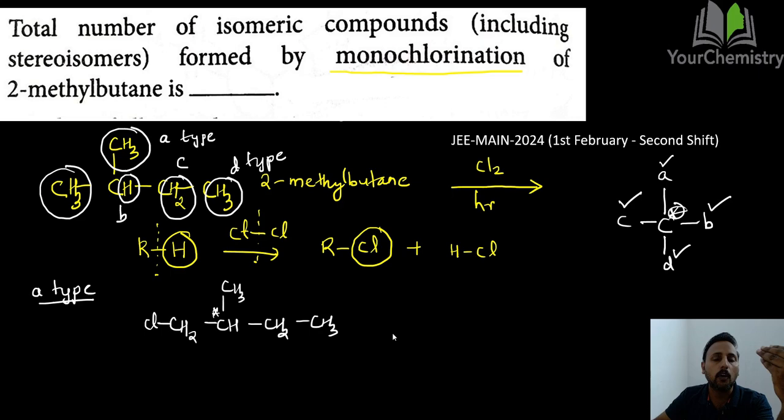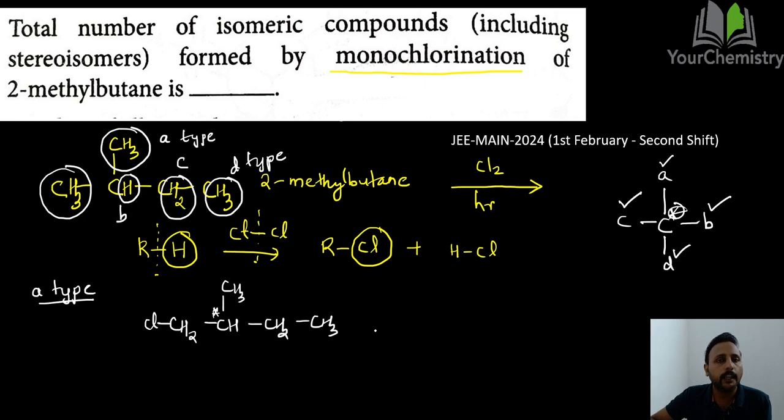So such kind of compounds or isomers which are non-superimposable mirror images of each other, they are called enantiomers. If you see, this compound has only one chiral carbon. That means it is 100% optically active and it exists in two forms. One will rotate the light clockwise and the other will rotate the light anti-clockwise.